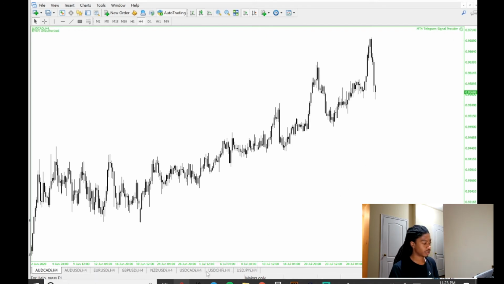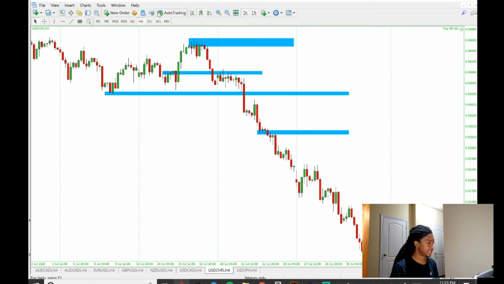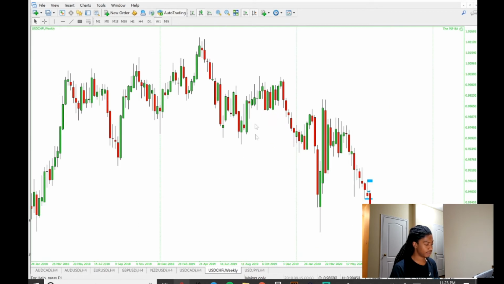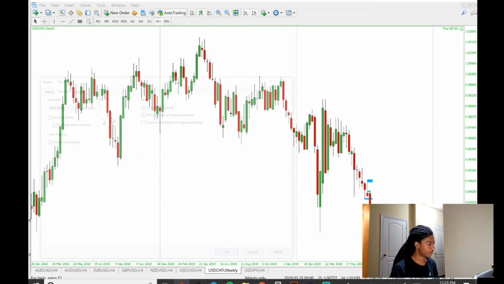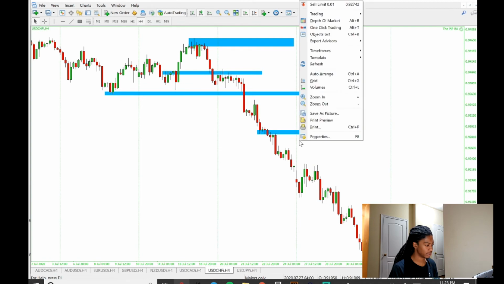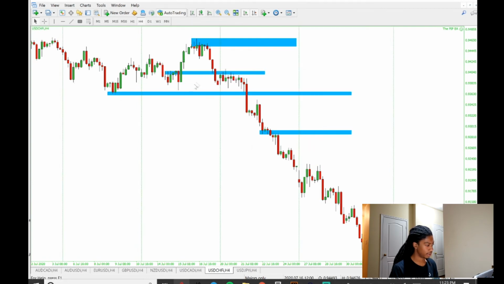Provider. Okay, so USD Swiss, I believe we are bearish on this. So make sure this says short only. Beautiful, that's last week's bias as well. And let me just take some of these lines. I only really want 3. Let's go like this.